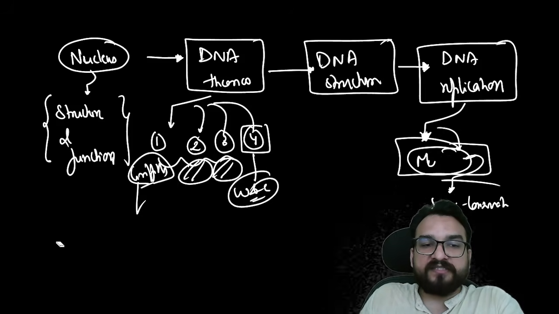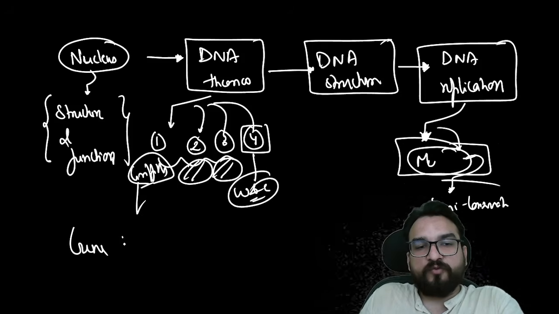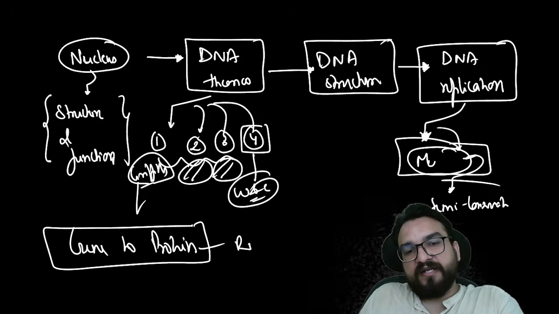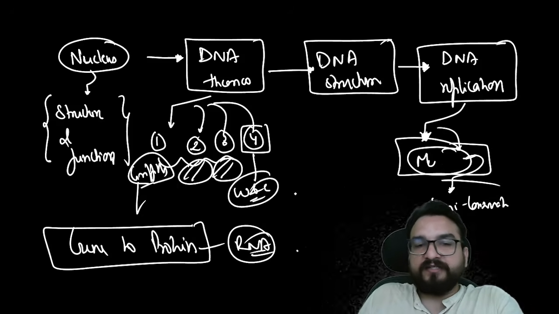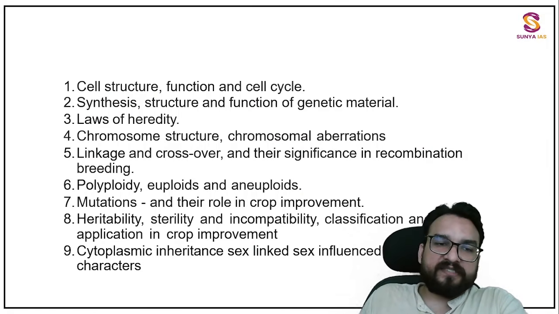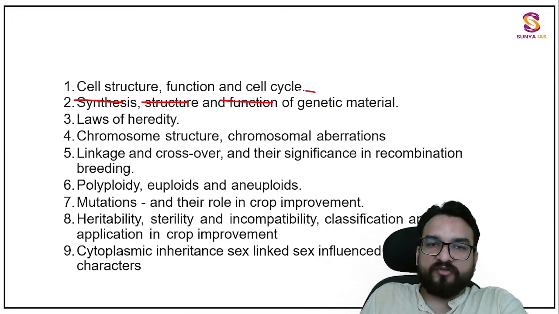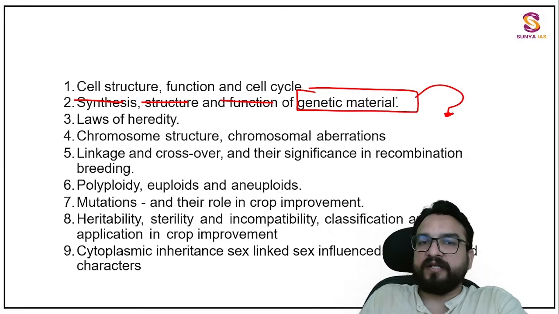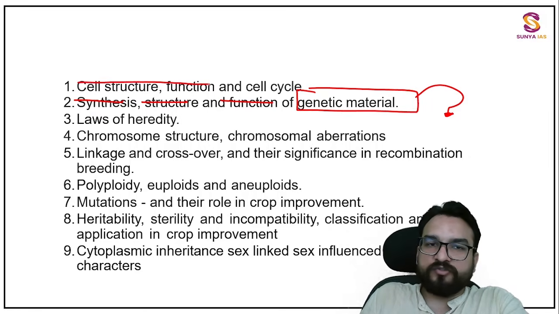how gene to protein synthesis is happening. The role of RNA we have seen over here, right? So this way we have understood this particular topic. This topic of synthesis, structure and function of genetic material, we have done elaborately at the right time, and cell structure and function also we have done.